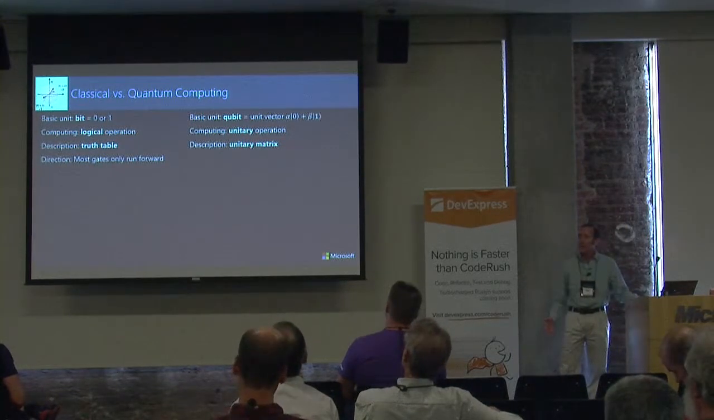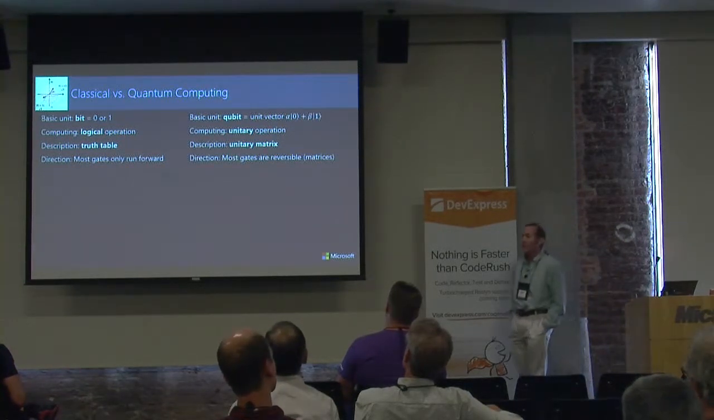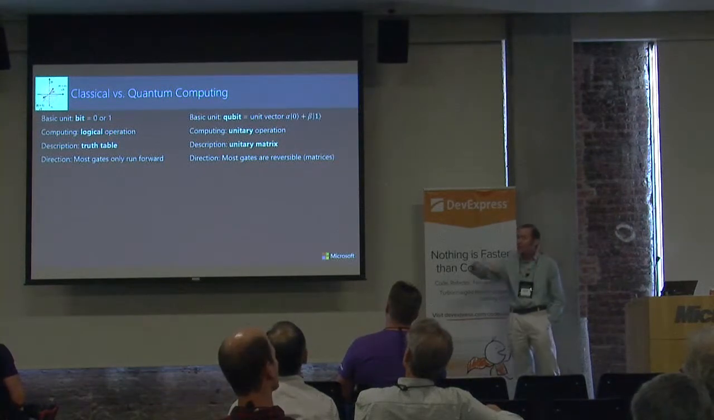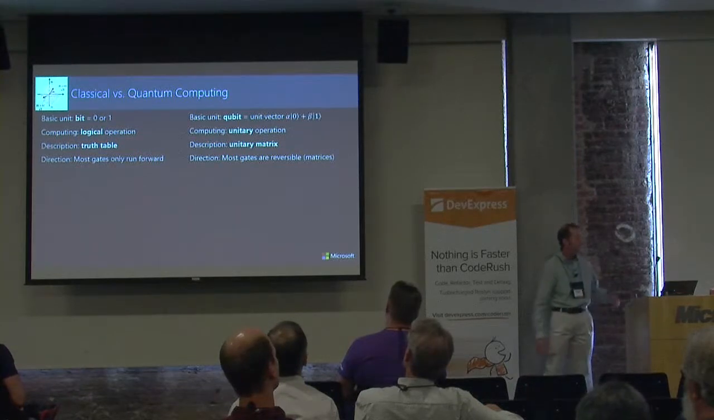So again, in the classical case, everything goes left to right, input to output. In the quantum case, almost everything is reversible. You can run the whole system, your whole computation, forward to the end, and then run it all the way back and get all of your inputs back.